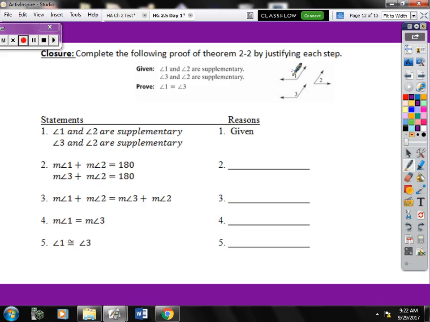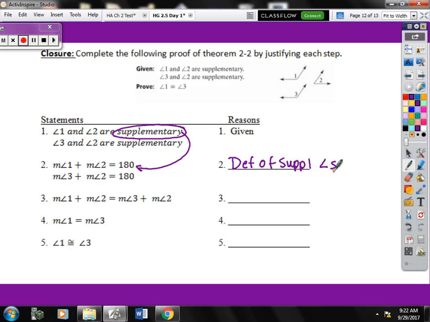But it tells you angle 1 and angle 2 are supplementary, and angle 3 and angle 2 are supplementary. The first statement then tells me that the measure of 1 plus 2 is 180, and the measure of 3 plus 2 is 180. What do you think allows me to do that? To go from telling you that they're supplementary to telling you that they add to 180. Right? The definition of supplementary angles. Good. We went from a word to the number that represents that word. That's the definition of that word. The definition of supplementary angles.